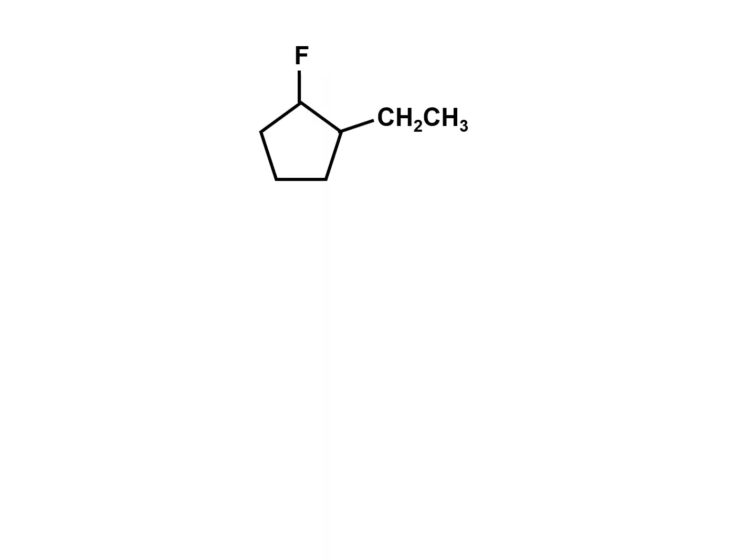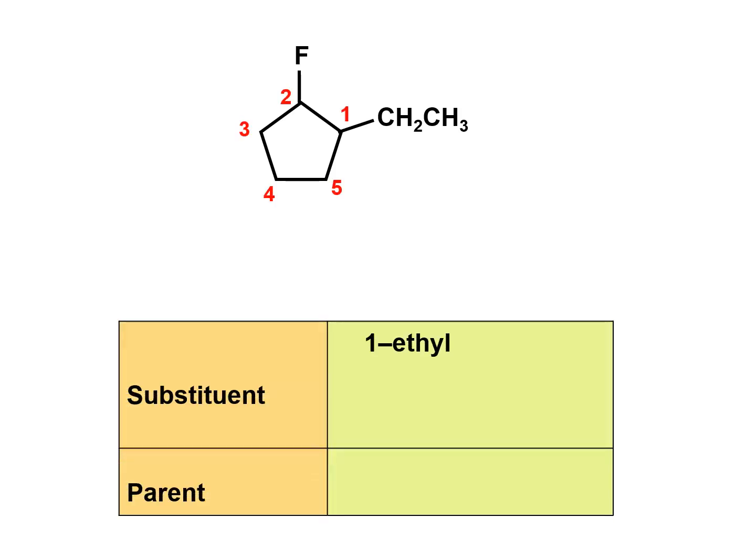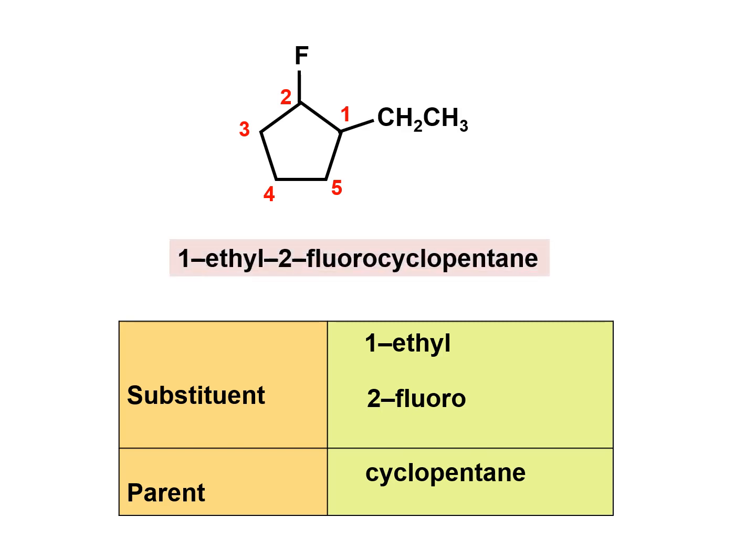Next, if 2 substituents are present, number the carbon in the ring starting with the substituent according to alphabetical order. So the substituents we have are 1-ethyl, 2-fluoro, and the parent is cyclopentane. So the IUPAC name is 1-ethyl-2-fluorocyclopentane.